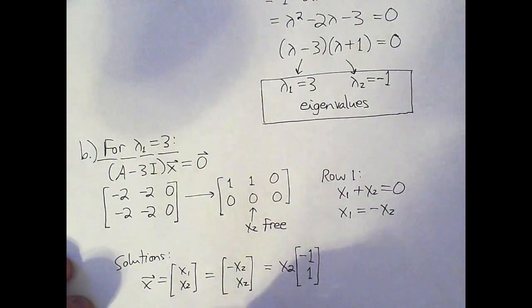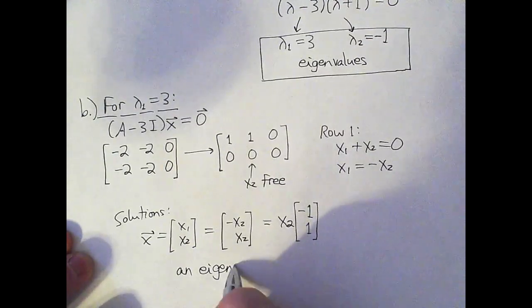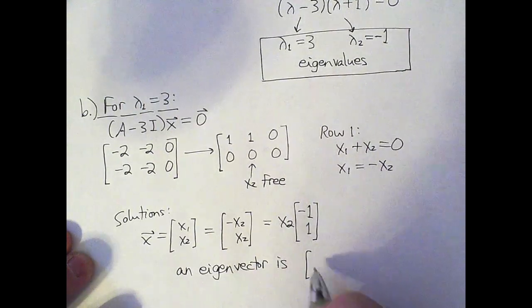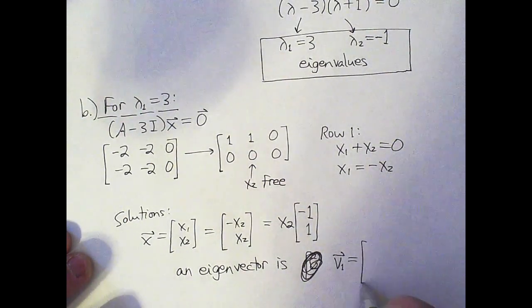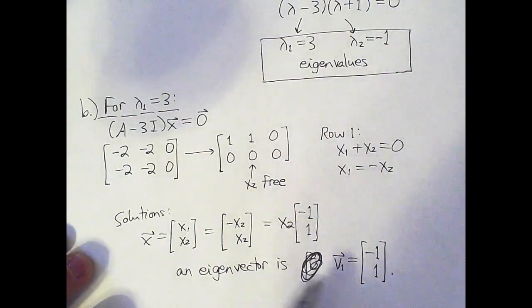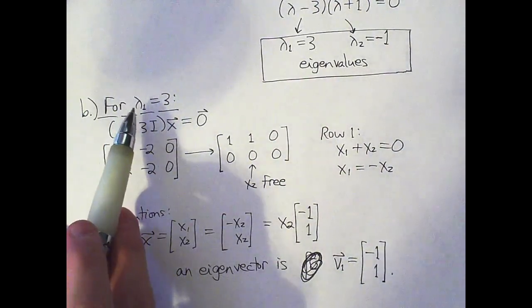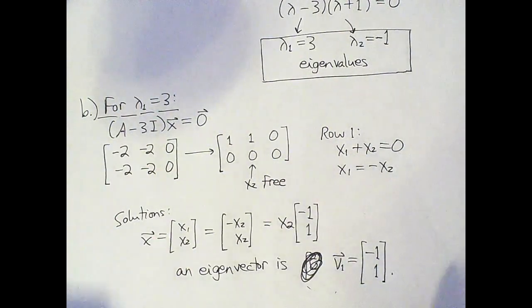So I'm just going to make a note that one of the eigenvectors is, oh, you know what? Let's give this a name. I'm going to call it v1: (-1, 1). I'm giving it a name v1 so that I remember that it matches up with lambda 1. v1 and lambda 1 go together.